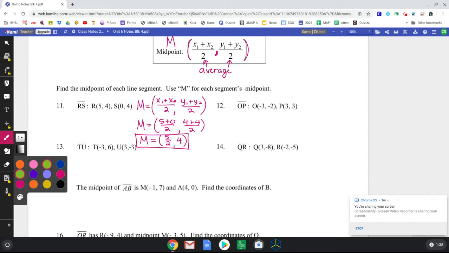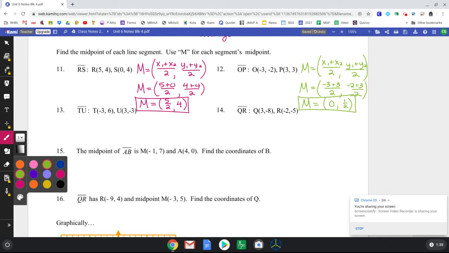If I want the midpoint of OP, again, I'm going to write my formula. x1 plus x2 over 2, y1 plus y2 over 2. Plugging my numbers in this time, -3 plus 3 over 2, -2 plus 3 over 2. So M is going to end up being 0, 1/2. Again, finding the middle of my segment.